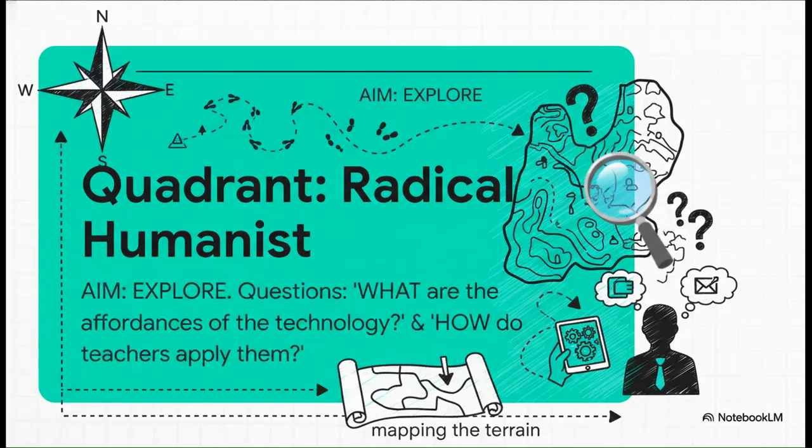Okay, first up, let's say our aim is to explore. That puts us in the radical humanist quadrant. The map instantly gives us our questions. What are the affordances of this technology, and how do teachers actually apply them in their classrooms? We're basically just mapping out the terrain here.